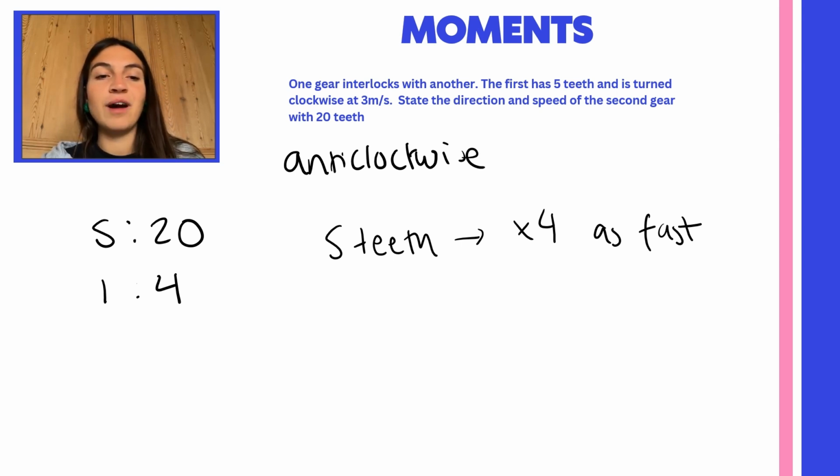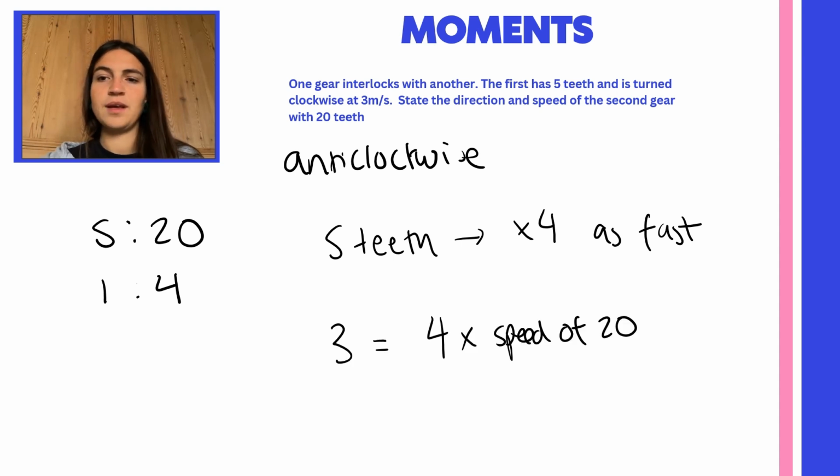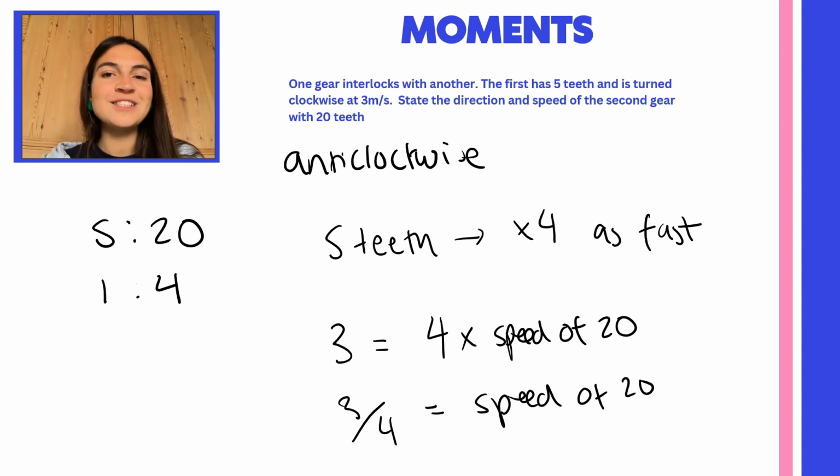So then I can write a little expression, because I know that my 5 tooth one is being turned at 3 meters per second. So 3 must equal 4 times the speed of my 20 tooth one, because that 5 tooth one is travelling 4 times as fast as my 20 tooth one. So my 20 tooth one is going at a speed of 3 over 4 meters per second. Okay, and you can see if you times 3 over 4 by 4, that gives you 3. And so those 3 to 3 over 4 are in the same ratio as 1 to 4.